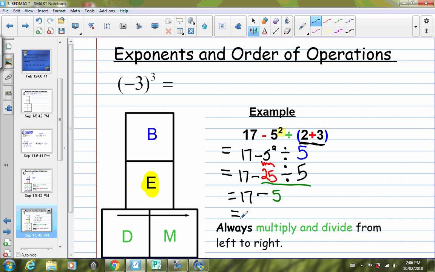Then your final answer is 12. Okay, so again, I'm writing out the equation each time. On your test, this will be worth 1 mark, 2 marks, 3 marks, 4 marks. If you are missing any one of these steps, you are missing easy marks. So it's really important that you show all of your steps.